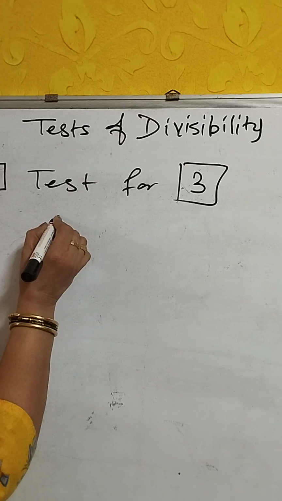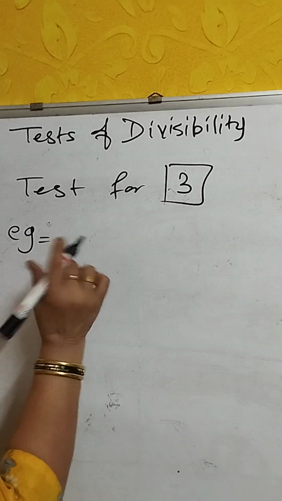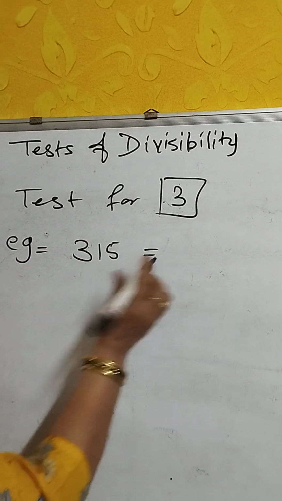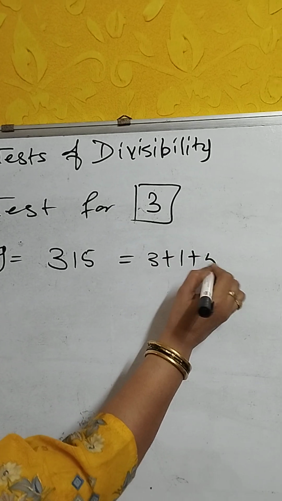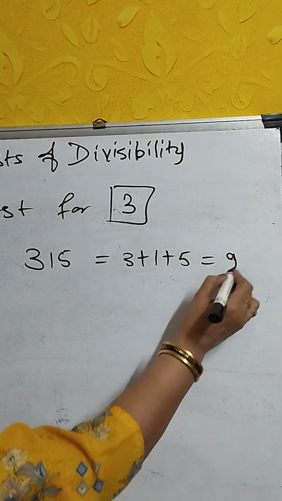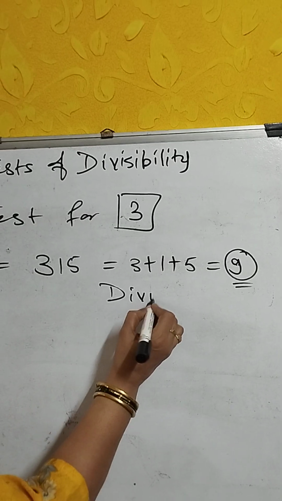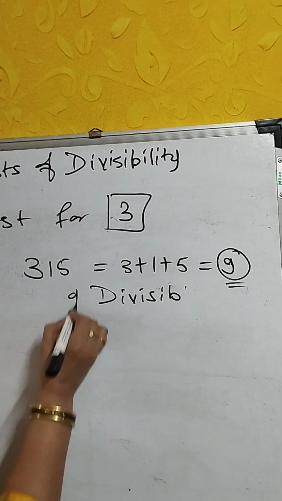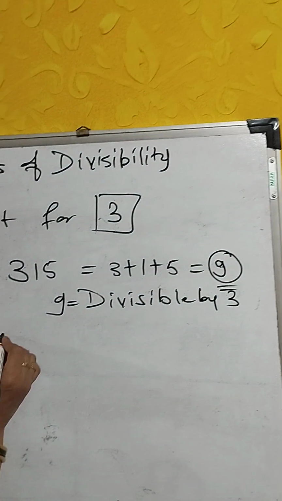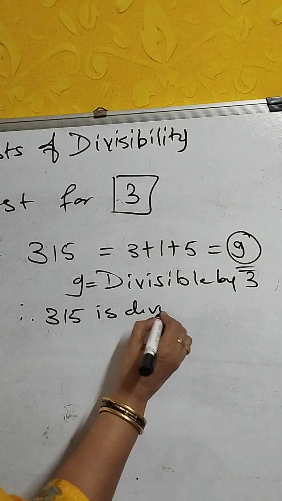See, if the sum of the given number's digits, suppose 315: 3 plus 1 plus 5, total how much? 5 plus 1, 6, plus 3, total is 9. This 9 is divisible by 3. Therefore, 315 is divisible by 3.